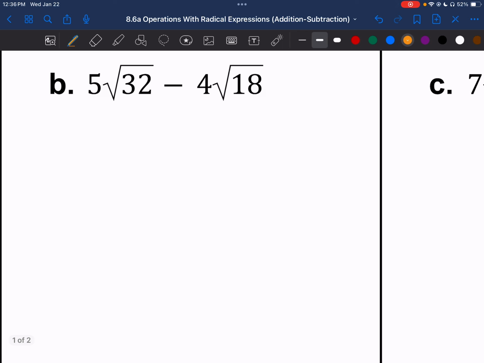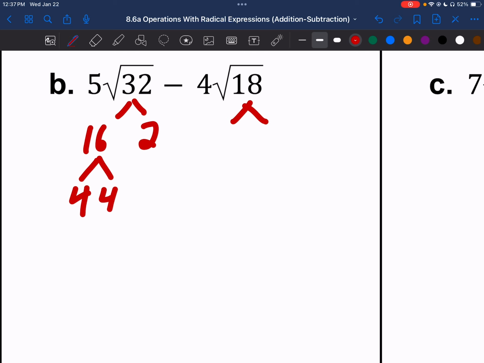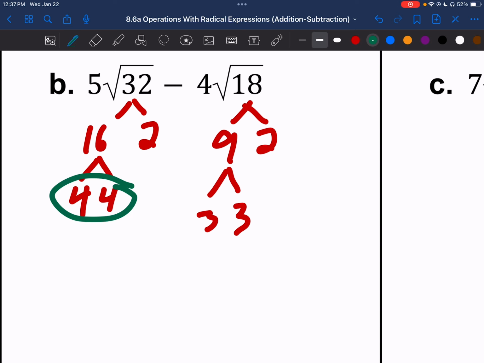All right, letter B. We have 5 root 32 minus 4 root 18. So we need to break this apart into our factors. 32 is 16 times 2, and 16 is a perfect square of 4. 18 is going to be 9 and 2, and 9 is a perfect square of 3 and 3. So we're going to bring a 4 out in this term. So we have 5 times 4, square root of 2 is remaining.